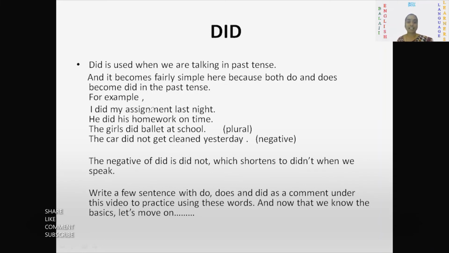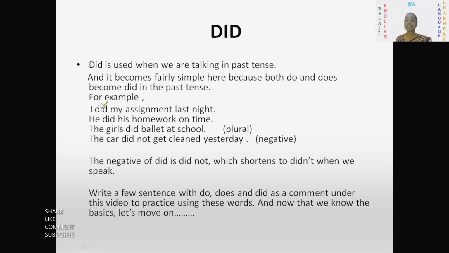For example, I did my assignment last night. When did I do it? I did it last night. I did my assignment last night. He did his homework on time. He completed his homework on time. He did, he completed, replacing again. The girls did the ballet at school.